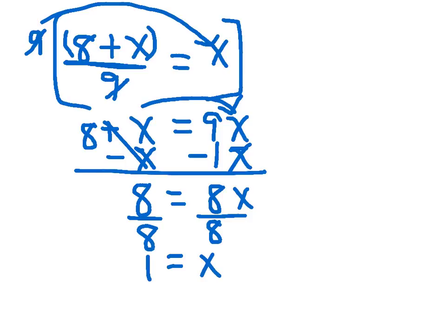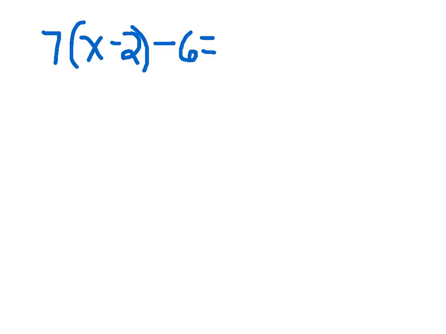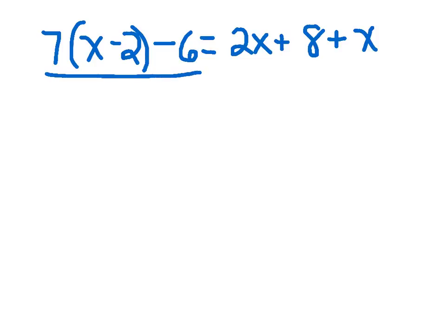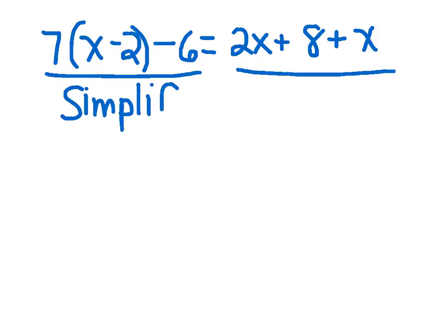Okay, one last example that has everything that we have been working on in our review. Well, except no fractions: 7 times (x minus 2) minus 6 equals 2x plus 8 plus x. With the idea of sides of the equation in mind, here's one side of the equation, here's another side of the equation. Before I can even get to the point of bringing the variables to one side and the constants to the other, I have to first simplify each side.